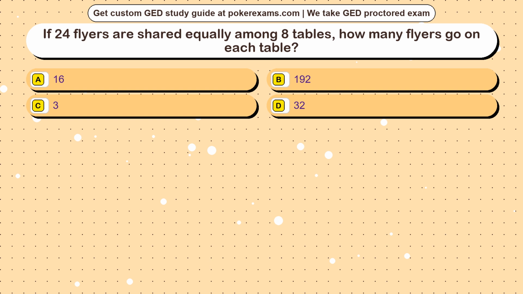Question 7. If 24 flyers are shared equally among 8 tables, how many flyers go on each table? Option A, 16. Option B, 192. Option C, 3. Option D, 32.